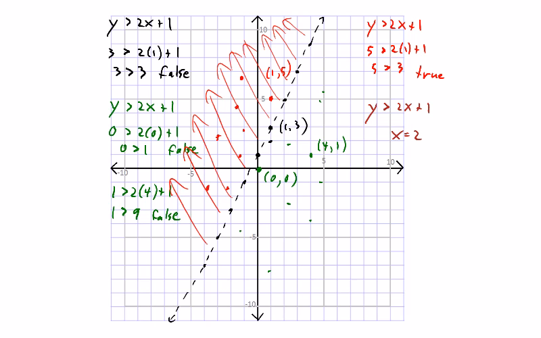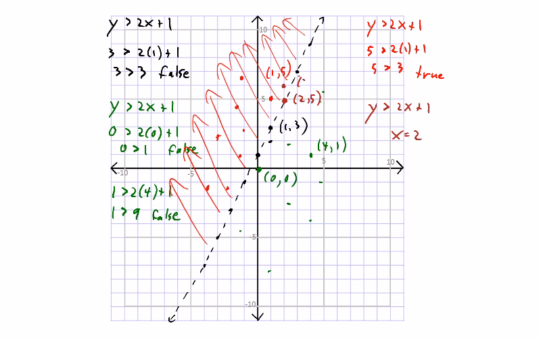When I look at x being equal to 2, if I were on the line, I would be at the point (2, 5). (2, 5) won't make the original statement true because it's on the line. It will return that 5 is greater than 5, which is not true. But any point that is above (2, 5), like (2, 6), will make the statement true.